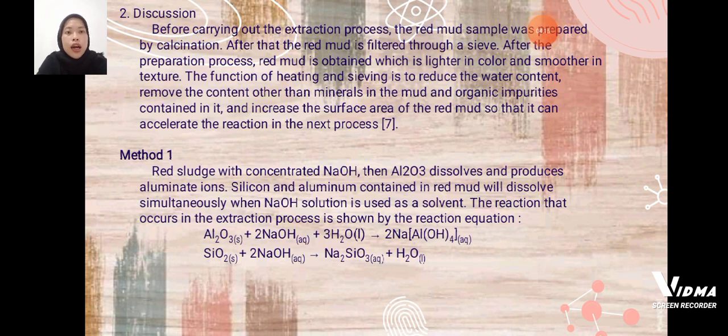Method 1. Red mud reacts with concentrated NaOH, and Al2O3 dissolves and produces aluminate ions. Silicon and aluminum contained in red mud will dissolve simultaneously when NaOH solution is used as a solvent. The reaction that occurs in the extraction process is shown by the reaction equation. Al2O3 plus 2NaOH plus 3H2O become 2NaAl(OH)4. Next, SiO2 plus 2NaOH become Na2SiO3 plus H2O.